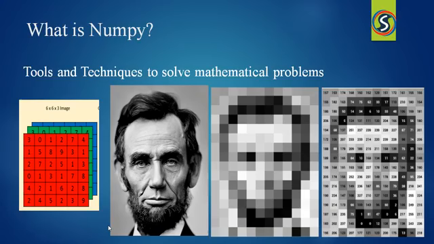NumPy is Numerical Python. It has some tools and techniques to solve mathematical problems. Here, I can read this image by observing features like the eyes, nose, mouth, beard, ear, and head. By using these features, I can read this image. But how can a computer read this image?